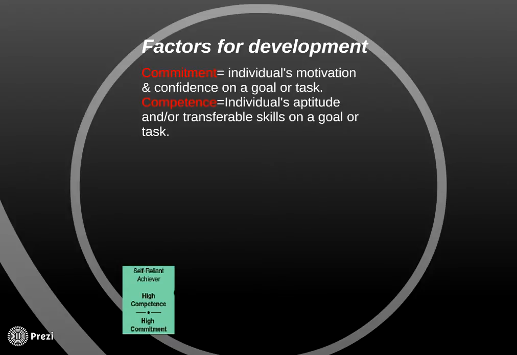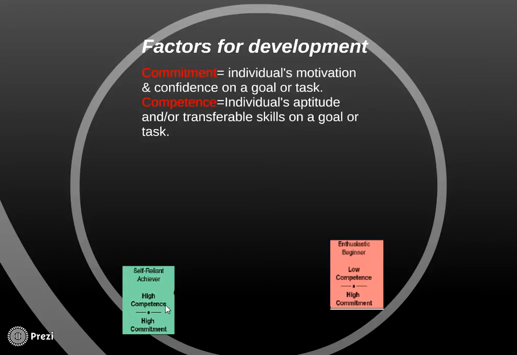How this relates to the stages of development is that we can define each stage by these two factors, with one stage being a self-reliant achiever. A self-reliant achiever is defined by a person with very high competence and a high commitment level. So they have a lot of skills, a lot of knowledge, which feeds into their commitment to stick with that task or goal.